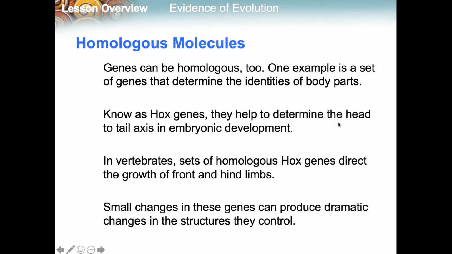So genes can be homologous as well. One example is a set of genes, like I said before, that are known as the Hox genes, and that determines the head to tail ratio. So all vertebrates have some kind of Hox genes. Now, they're different. They might be very, very different, where they have multiple genes or multiple bases that are different, or they might be one to two changes.